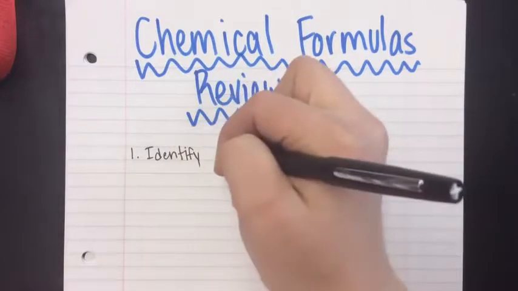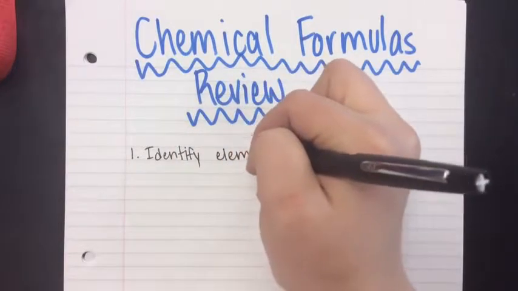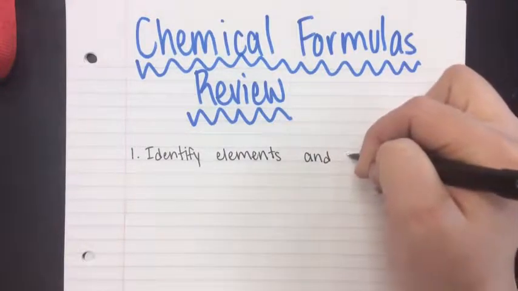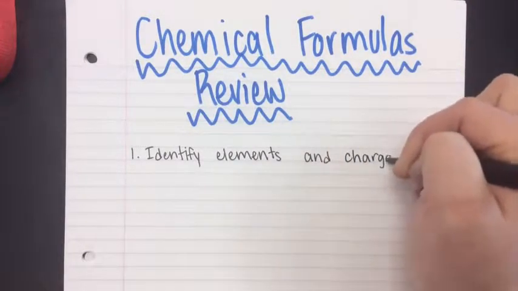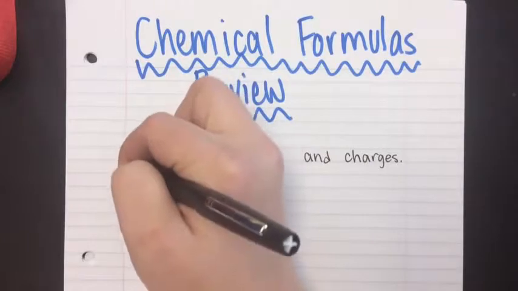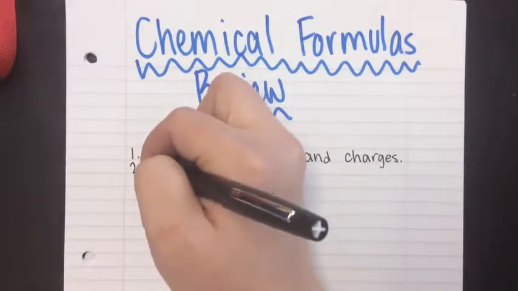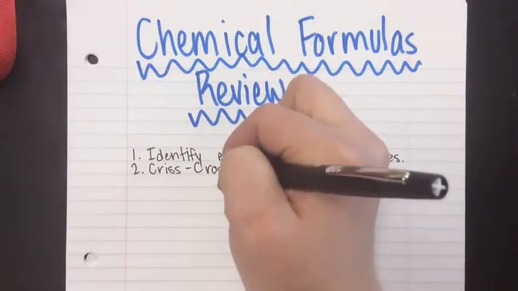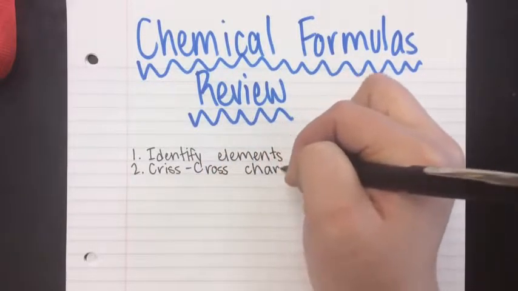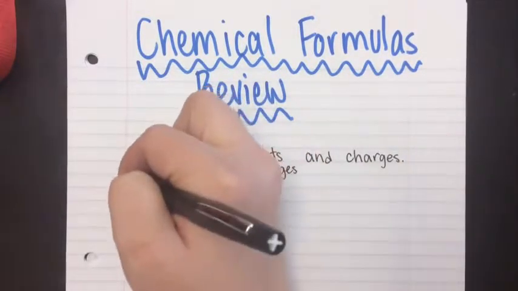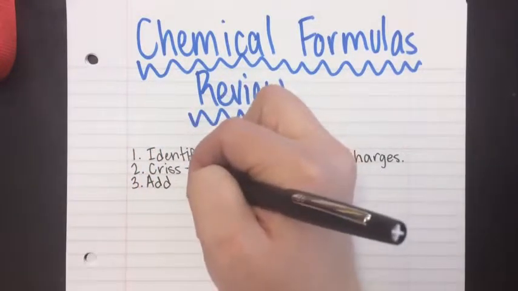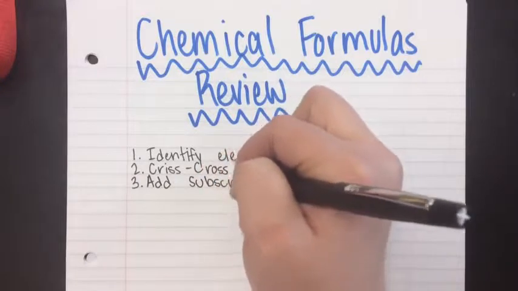There are 3 steps to writing a charge-balanced ionic formula. Step 1. Identify elements and their charges. Step 2. Crisscross charges. And step 3. Add subscripts as needed.